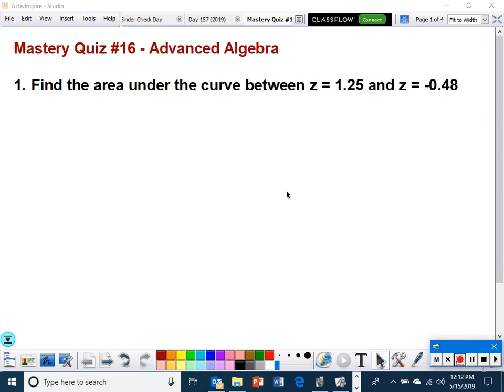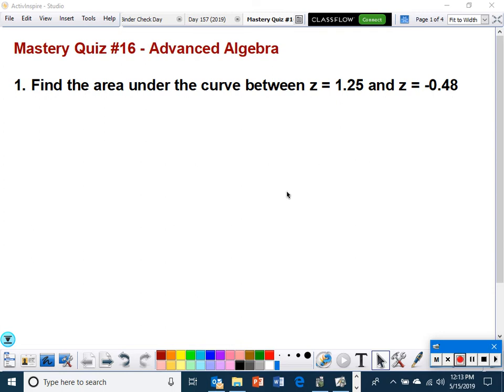All right, ladies and gentlemen, Mastery Quiz number 16, Advanced Algebra. This Mastery Quiz video will be without the calculator. We will be using the table and the normal curve that were handed out. If you wish to learn about using the calculator, watch the other version. That's the only time it'll be taught to you, if you watch the video and learn it on your own. But this is without the calculator.